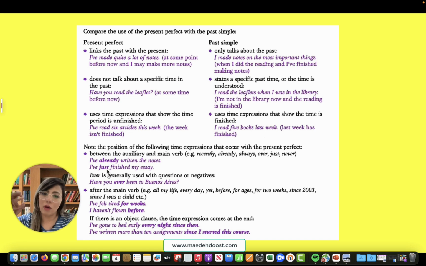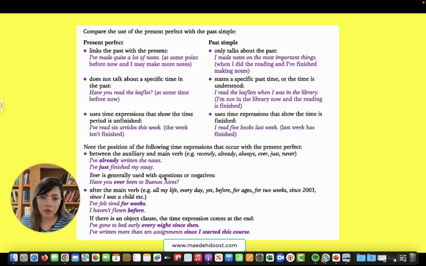So when we use already and just or whatsoever, we do not know the exact time. So we know that when we use just, the time is near to the present time that we are talking, and already the time of action is far from the time we are talking. Yes? I've just finished my essay.